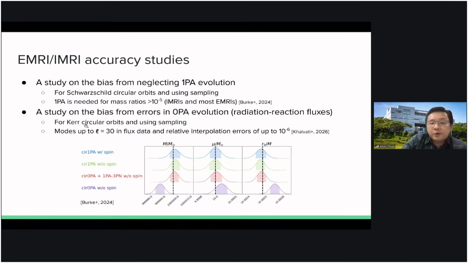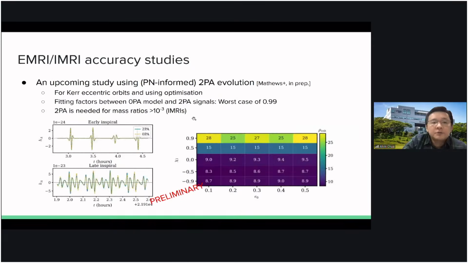So this study was done for Kerr circular orbits, again using sampling. The main conclusion is that in the flux data, we will need modes up to L equals 30. And when we interpolate the flux data, we will need relative errors of up to 10 to the minus 6, no bigger than that, right? So this is kind of useful for the modelers.